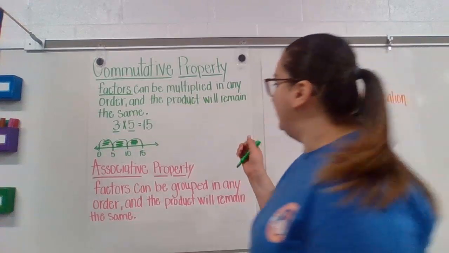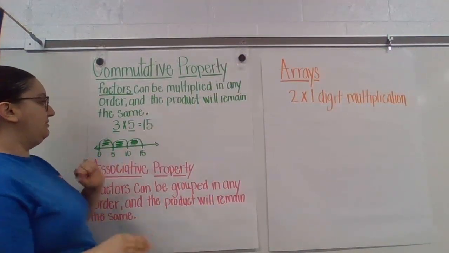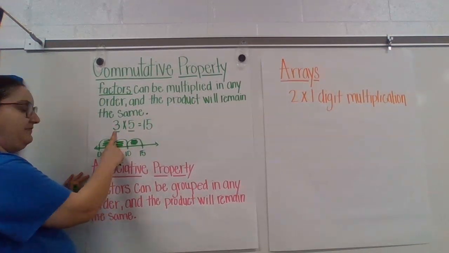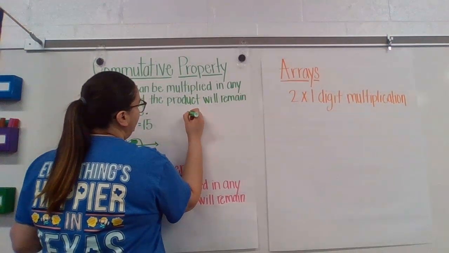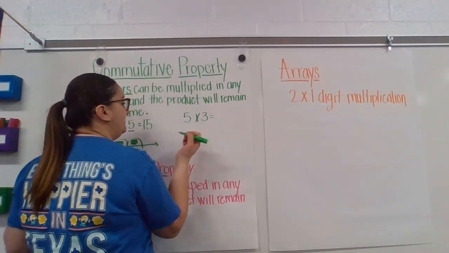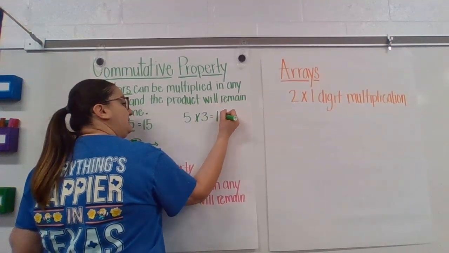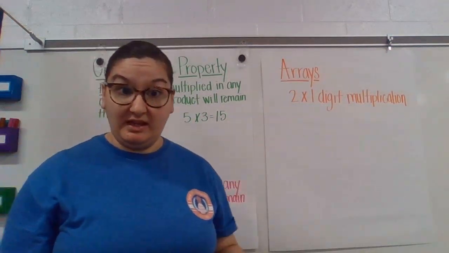So let's see if that's correct. If I change the order, my product is going to stay the same. I'm not going to mess with this, but my factors, 3 and 5, I'm going to change the order and say 5 times 3. They're saying that that's going to be 15. So I'm going to draw a model to see if that is correct.